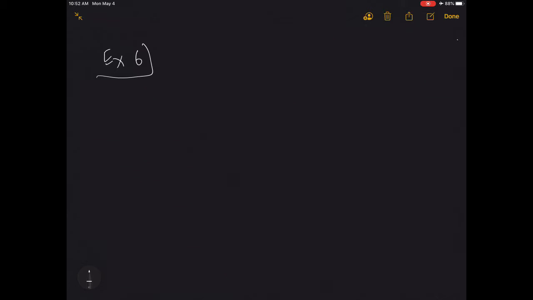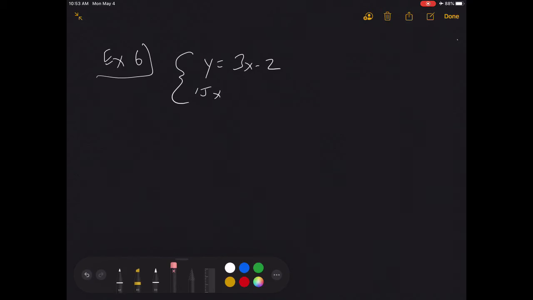Okay, and our other example here is going to be when we have a system of equations that might have an infinite number of solutions to it. So maybe we're going to start off with equations that look like this. So we've got y equals 3x minus 2. And then I've got 15x, that's a 15, it's supposed to be anyway, 15x minus 5y equals 10.